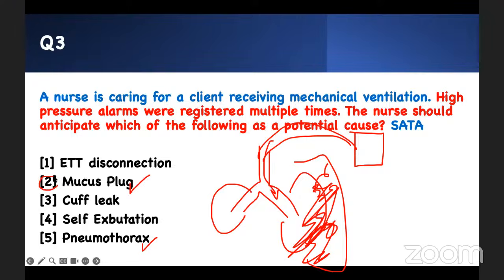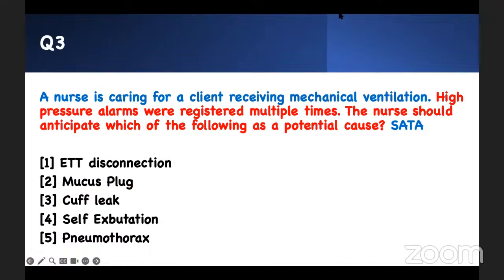So number 2 and number 5. Like I said, it's a select or apply question. You don't have to pick everything. If you know only one, pick it. But I know you know more than one. Based on your concept, ET tube disconnection, cuff leak, extubation, they're all saying the same thing. There's no connection. The mucus plug and pneumothorax, there is a bunch of pressure going there. So 4 is a wrong answer. 4 is not right. Okay, guys. Adapt and proceed. Welcome.